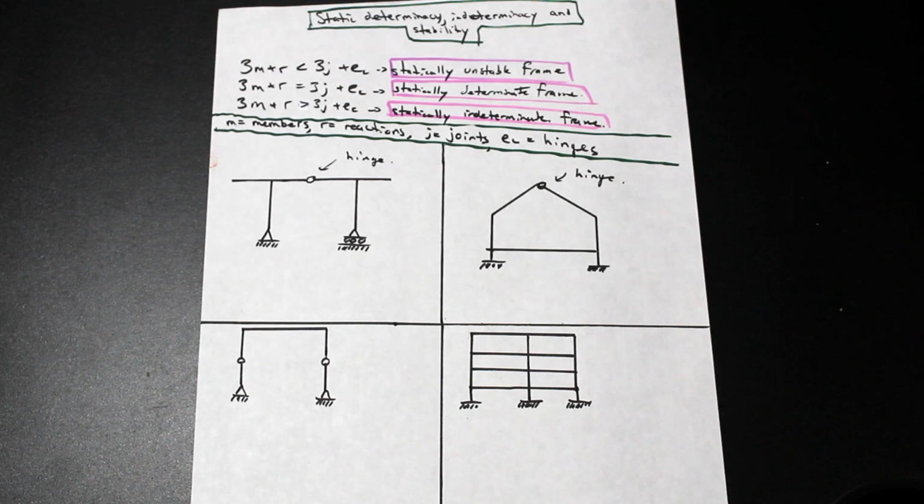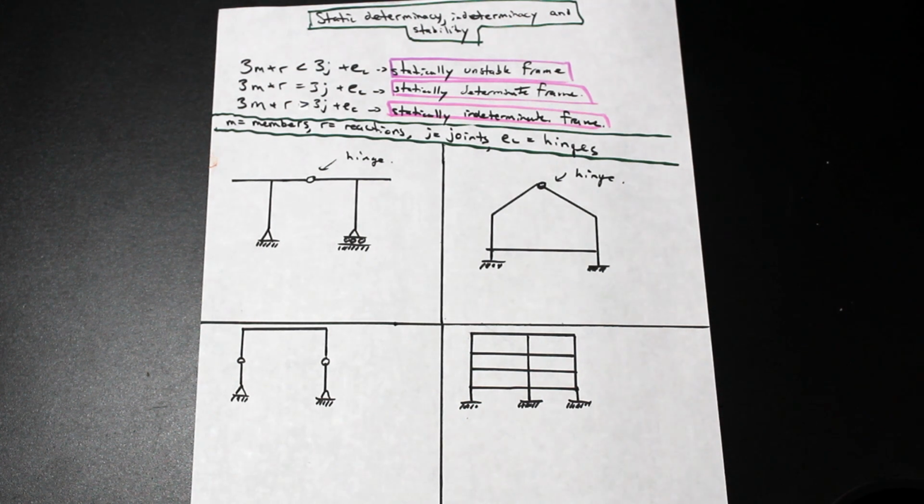We're going to do a quick video for you on static determinacy, indeterminacy, and stability. So essentially what we're going to do is just do 4 problems. They're not too hard. This is an easy section, but I'm going to show you just a couple things to look out for. Once you do 4 of these, you should be good to go.